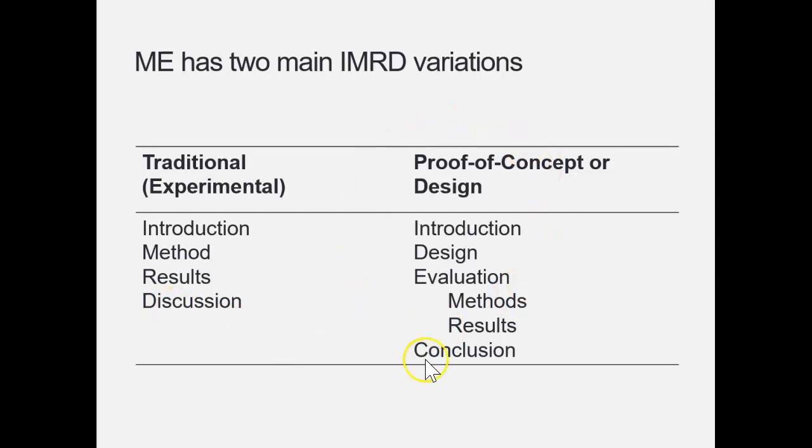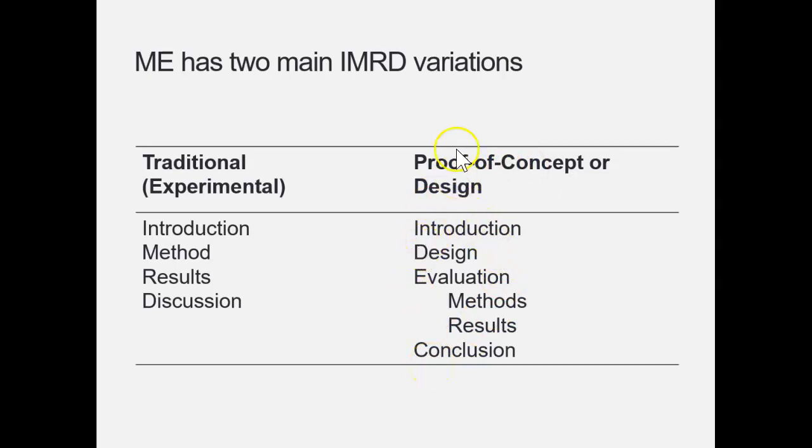The other type of report structure that's very common in mechanical engineering, and I think this is more common than the experimental one, is what we call a proof of concept or design report. This is where you are building something in order to solve usually a well-known problem or a well-known flaw in existing ways that things work. And this has a slightly different structure.